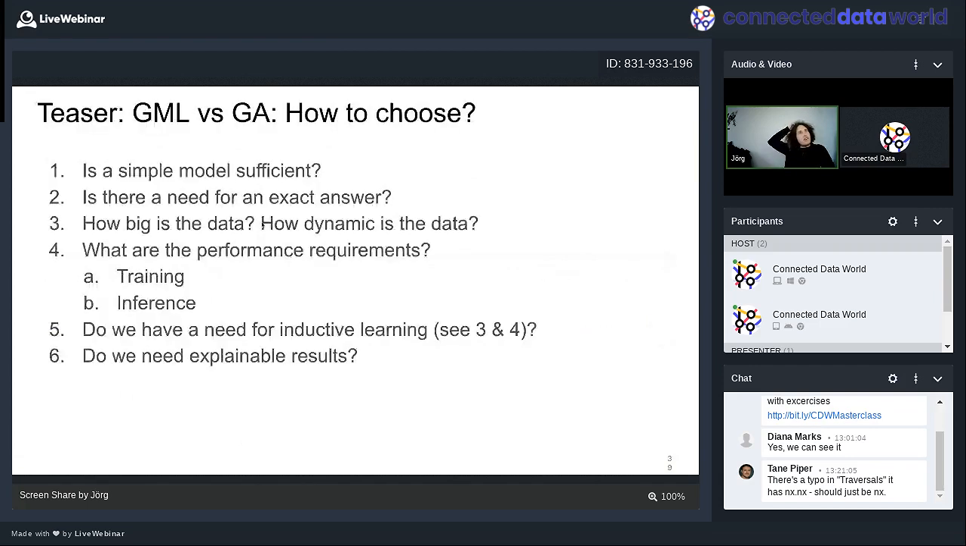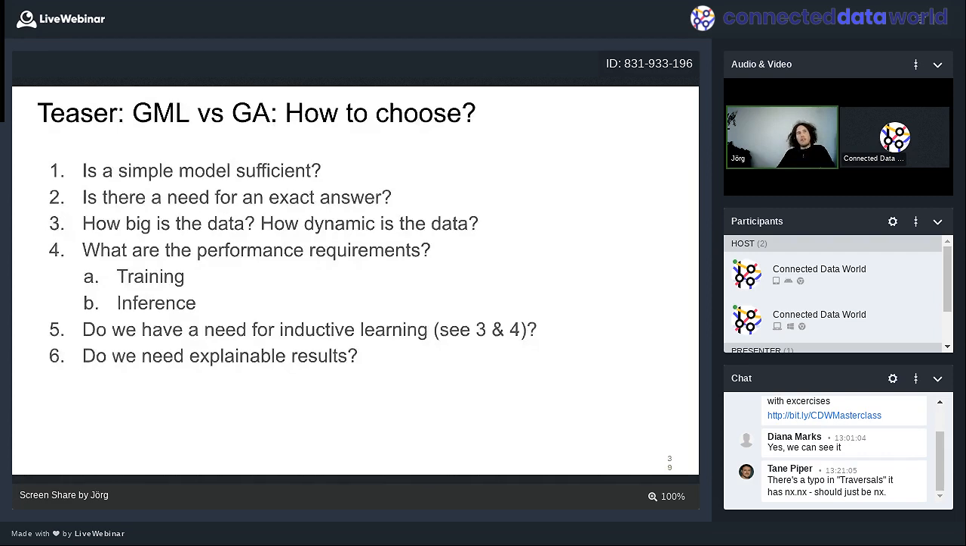Just as a teaser, kind of the questions you would ask yourself when trying to choose between graph analytics or graph machine learning is, for example, is a simple model sufficient? So if it's sufficient that I deploy a very simple graph analytics algorithm and that scales to my data set, great. The simpler the model, the better. Of course, also the less data I'll need, the more interpretable it will be. So simpler usually in machine learning is a better choice.